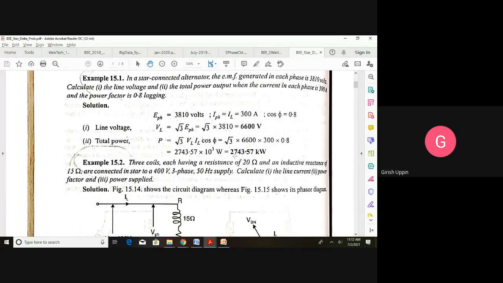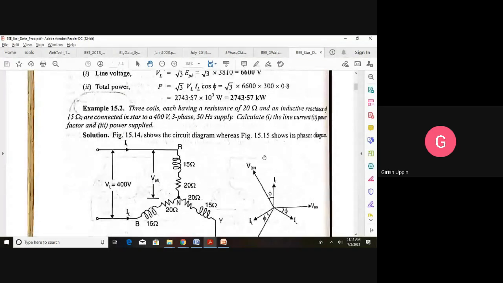You can represent it as 2743.57 kilowatt. Next problem.